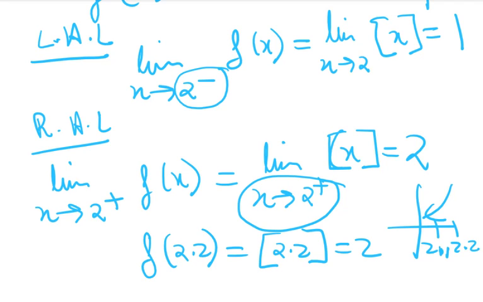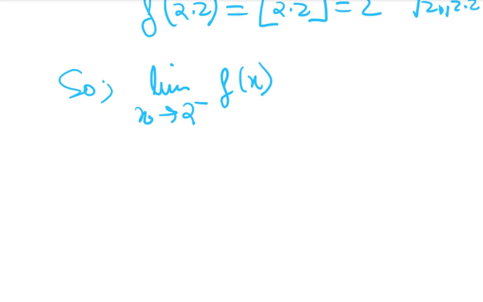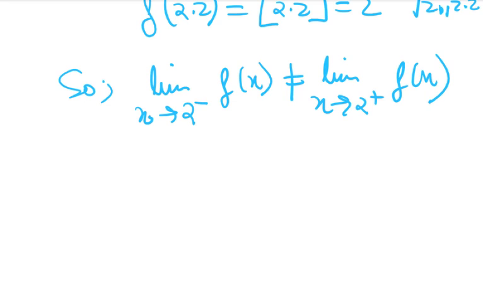So you see the limit over here is 1 and over here is 2. Both these limits are not equal to each other, hence the limit does not exist. So limit x tends to 2 negative f of x is not equal to limit x tends to 2 positive f of x. Did you understand the simple logic?